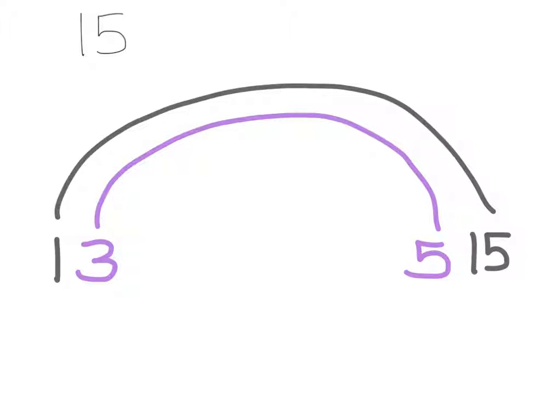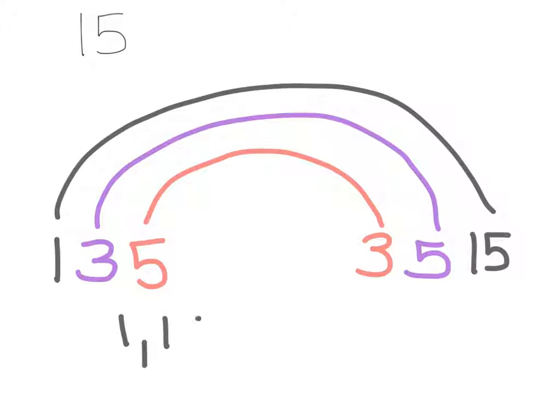4 does not work. We can show 5 again. 5 times 3 equals 15. 6 does not work. 7, 8, 9, 10, 11, and 12 do not work. So we have factor pairs of 1 and 15 and 3 and 5.